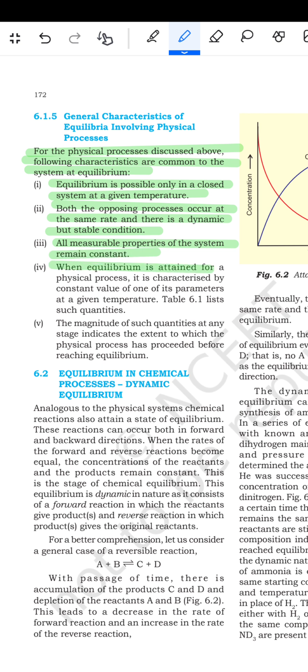Next, when the equilibrium is attained for a physical process, it is characterized by the constant value for one of its parameter at a given temperature. Table 6.1 lists such quantities. और अगला है कि the magnitude of such quantity at any stage indicates the extent to which the physical process has proceeded before reaching the equilibrium.